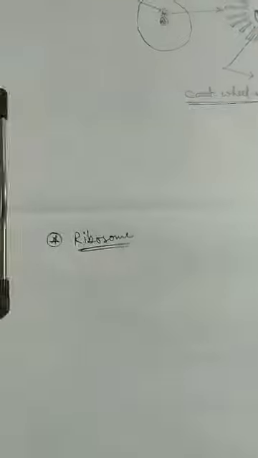Okay. Then we come to the next membraneless organelle, that is very important, that is ribosome. Ribosome is present in all types of cells, meaning prokaryotic cells and also eukaryotic cells, present in both plant and animal cells. Ribosome has two subunits, a large subunit and a small subunit.